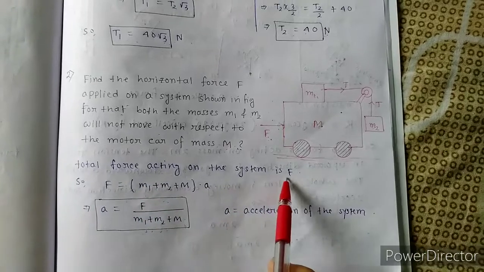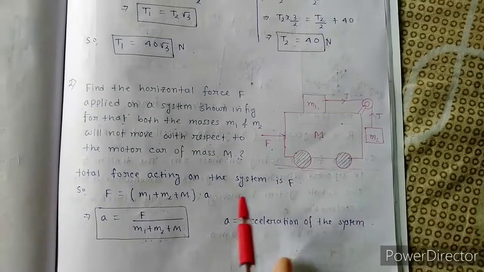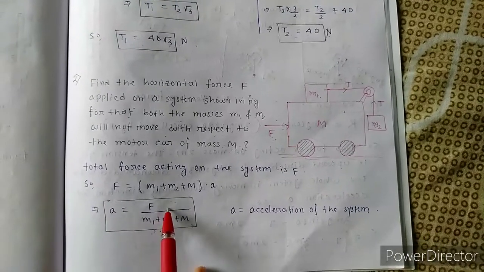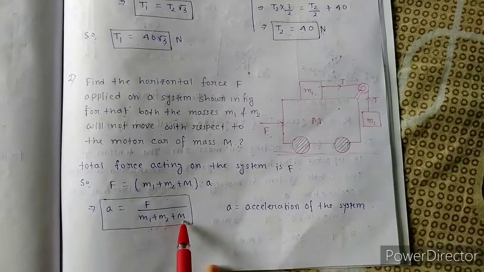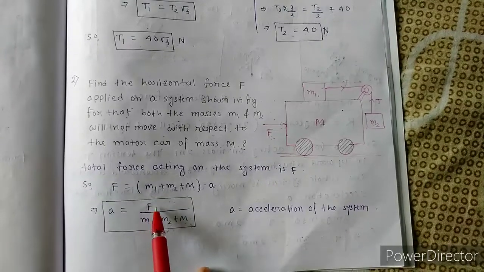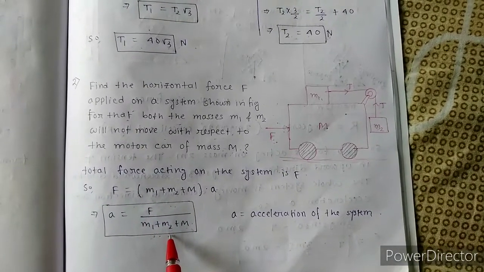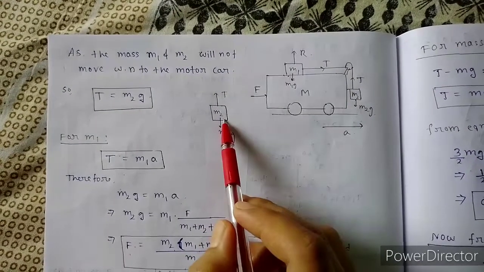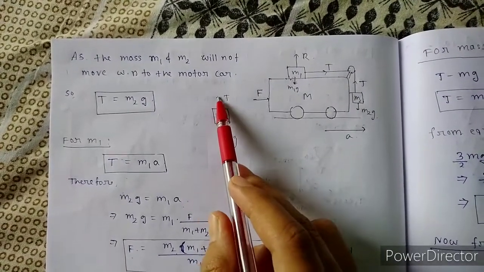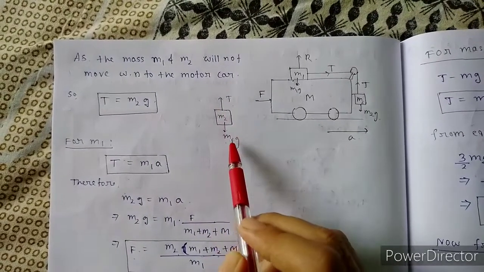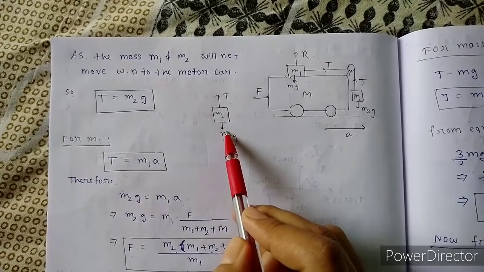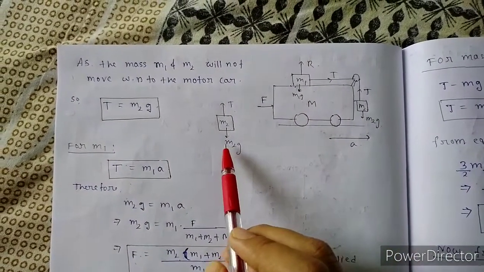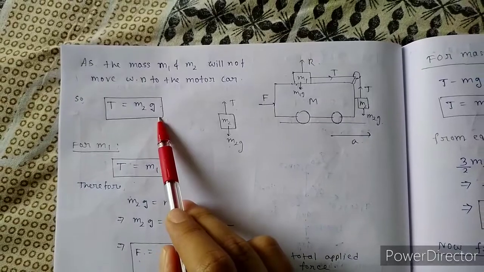As the force F is applied on the system, the acceleration of the system is A equals F by M1 plus M2 plus M. So total force by the total mass. Now we see the forces acting on the mass M2. The tension T acts in the upward direction and M2G acts in the downward direction. As the masses M1 and M2 will not move, that means T equals M2G.